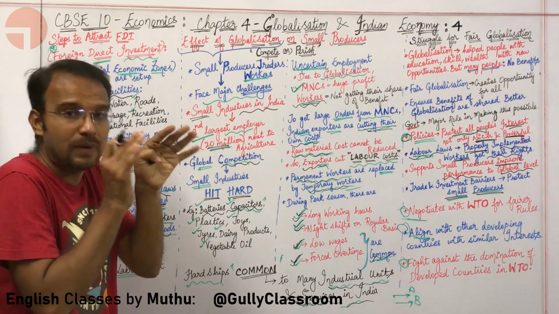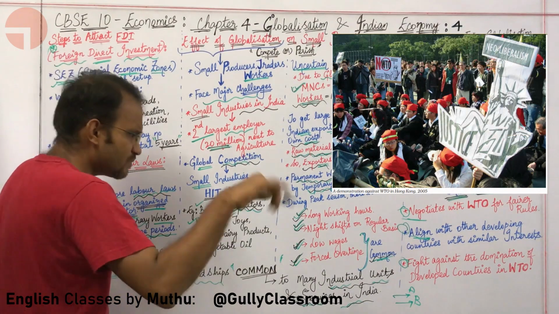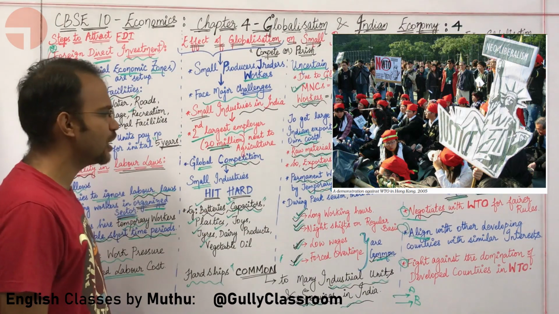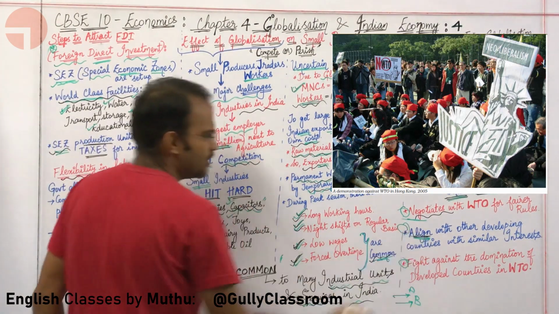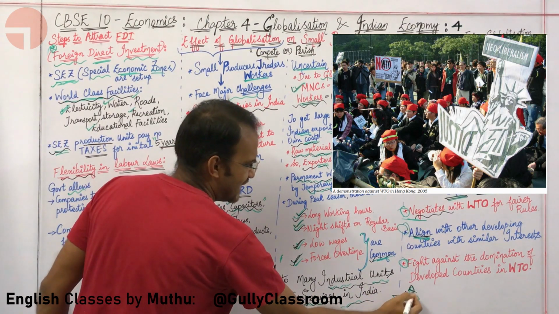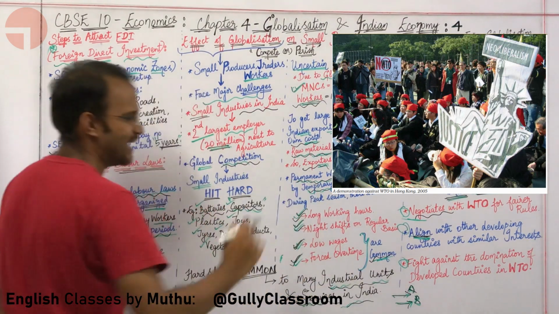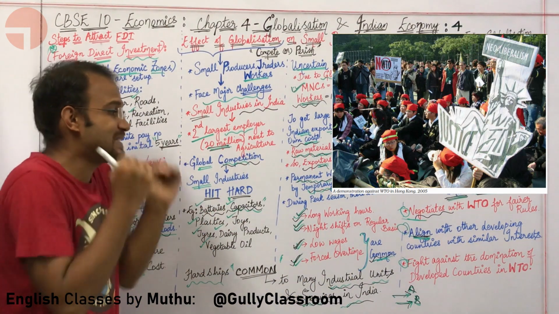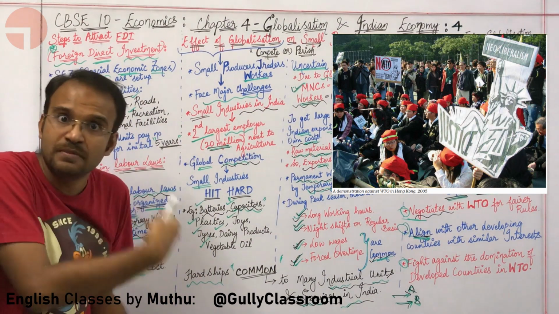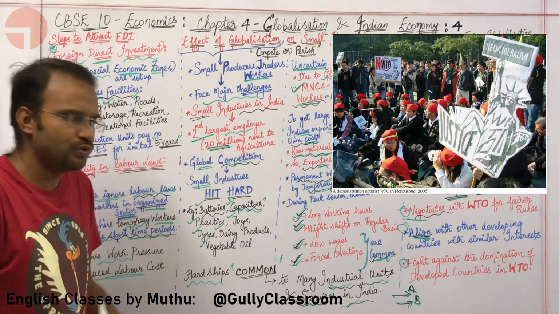The government must play a role with respect to WTO. What kind of a role? The government must negotiate with WTO for fairer rules. Also, it must align. What is aligning? Putting in the same direction. For example, lion A is aligned with lion B. So, the country's government must align with other developing countries with similar interests, and they should trade with each other and improve themselves.